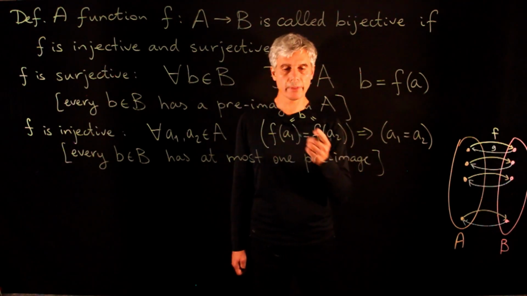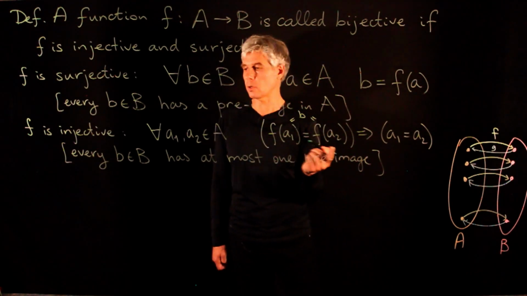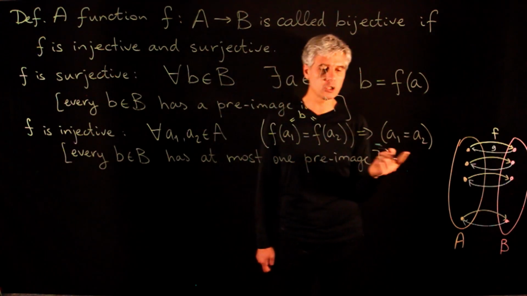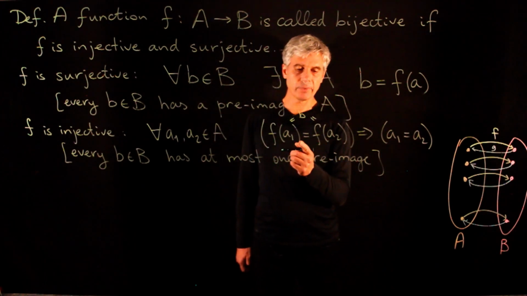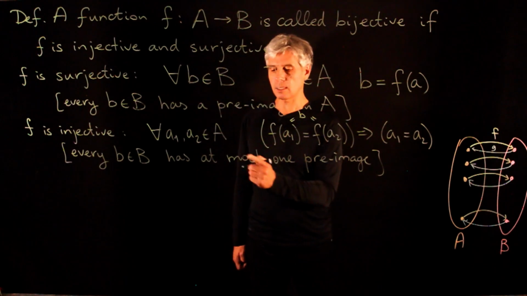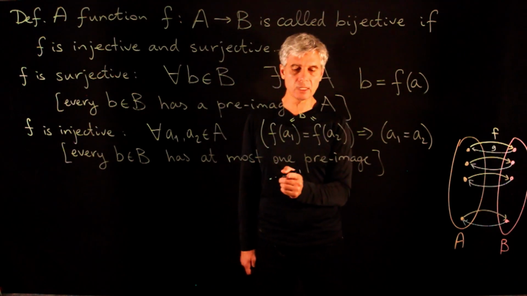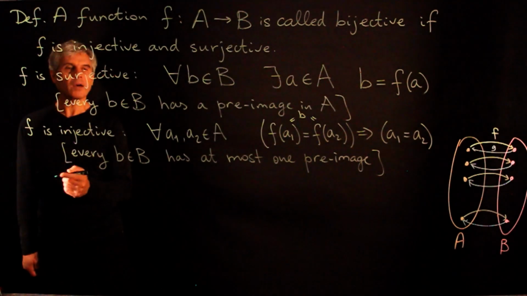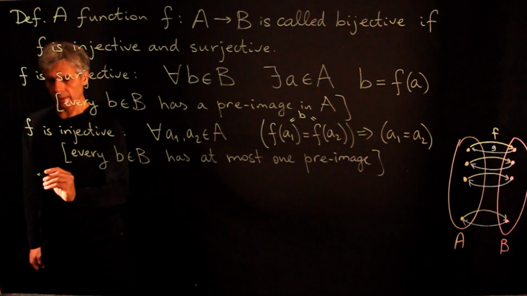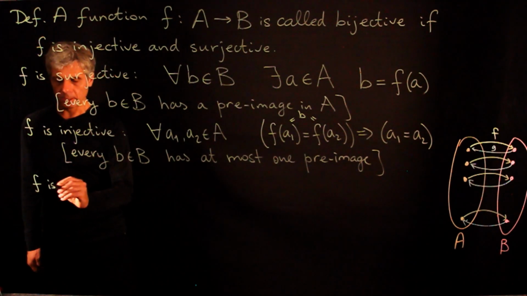So it is possible that b has no pre-images at all. So that does not contradict injectivity. But this says that the number of pre-images is either 0 or 1. So now, combining these two properties together, we get that f is bijective.